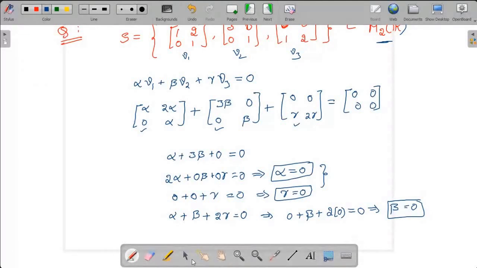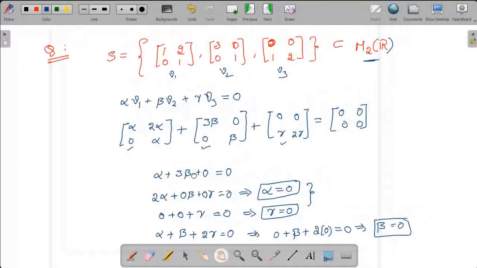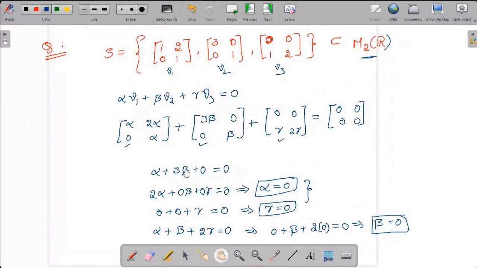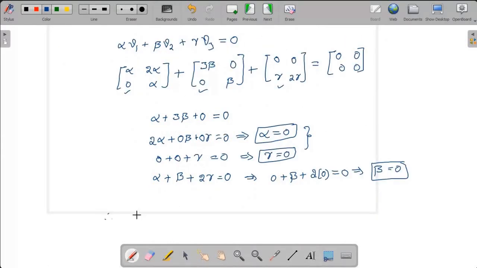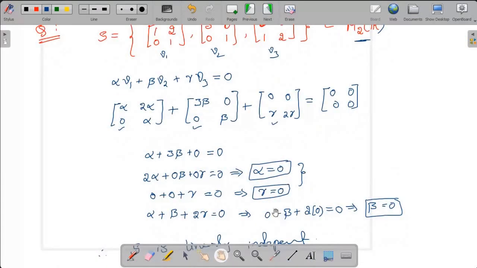Now, if you observe, this linear system has only one solution, that is 0, 0, 0. And if you have a linear combination equal to 0 and the alpha scalars are 0, right? So therefore, what is the conclusion? The conclusion is S is linearly independent. Yeah, good. Okay, so this is how you can verify whether a set is linearly independent or not.